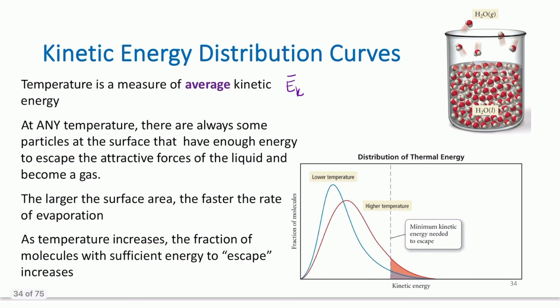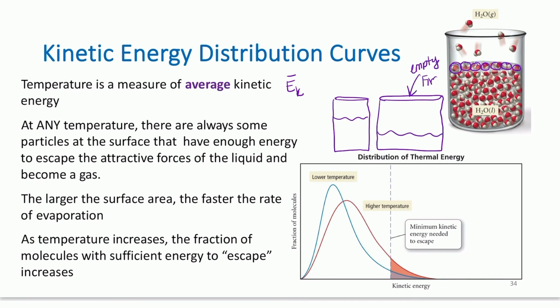Because if you've got more particles here at the surface, they're more likely to be able to escape. They're not holding in as tightly. If I have a diameter like this versus a diameter like this, if I have the same amount of liquid in both of these, this is going to go empty first. As your temperature increases, the fraction of molecules with sufficient energy to escape also increases. So what we're looking at here on this graph, you've got your kinetic energy versus fraction of molecules. This dotted line here is the minimum kinetic energy that's actually needed to escape the system. We see at lower temperature versus higher temperature, more of our molecules are able to escape the solution because they have more energy to be able to do so.